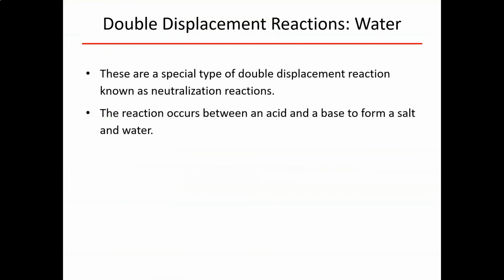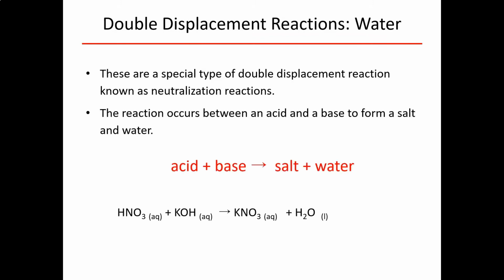First type of double displacement reaction is one that produces water. And these are also known as neutralization reactions. And they involve the reaction between an acid and a base, and they form a salt or an ionic compound and water. So for example, I can have nitric acid react with potassium hydroxide, and so my cations will swap partners, and I'll get potassium nitrate and water, because remember my water is HOH.